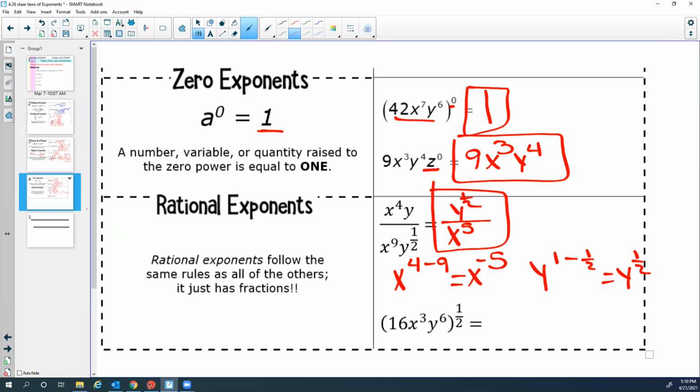Next, this time we have power of power rule. We're going to have 16 to the 1/2 power. We're going to have x to the 3 times 1/2 and y to the 6 times 1/2. So that means when I put 16 to the 1/2 in the calculator, I'm going to get 4. 3 times 1/2 is x to the 3/2 power, or x to the 1.5 power. And lastly, y to the 3rd power.